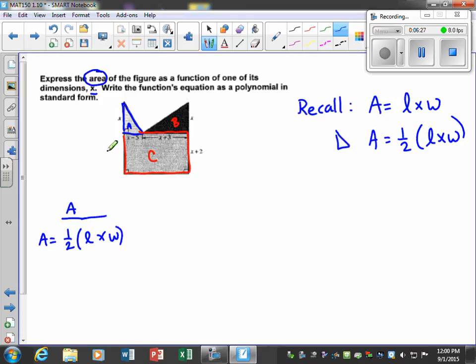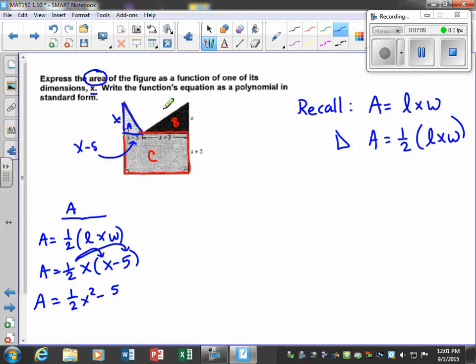Base times height is easier. So this is just going to be x times x minus 5. This is x, and this is x minus 5. We just say this side times this side, and we do half of it. So the area is equal to 1/2 x times x minus 5. Let's multiply that out. The area is equal to 1/2 x squared minus 5/2 x.